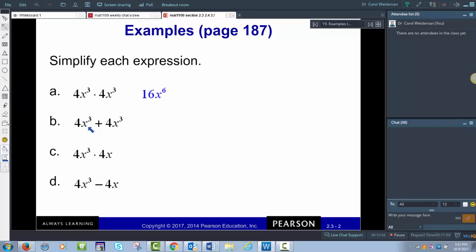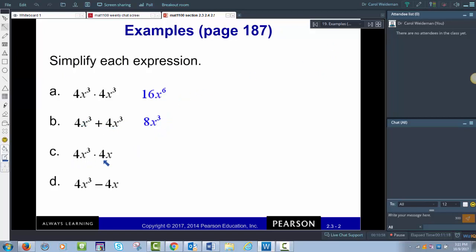Notice the difference here. I'm adding the two terms. Remember, when I add two terms, if they're like terms, where the variable portion is identical, I'm going to add the coefficients and get 8x cubed. Remember, the x cubed part does not change.